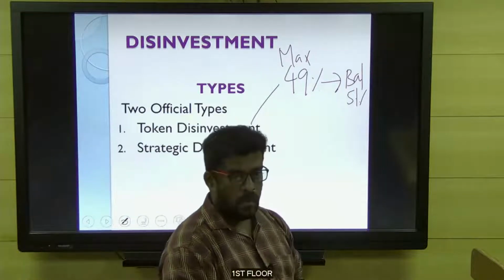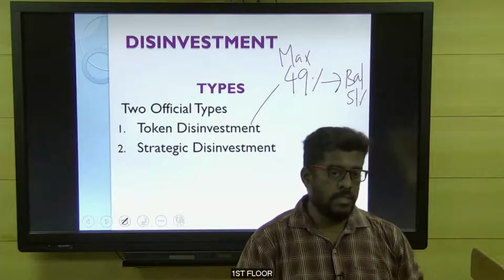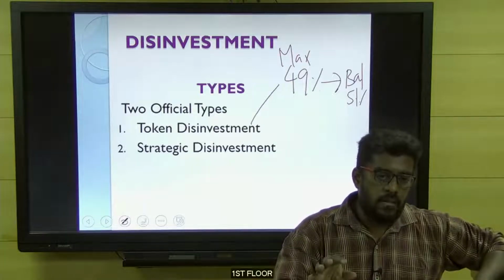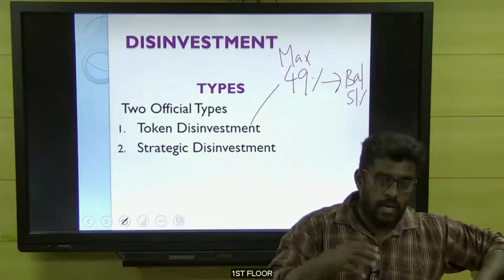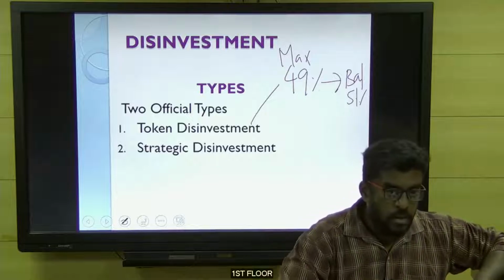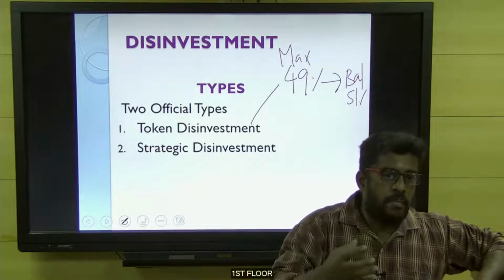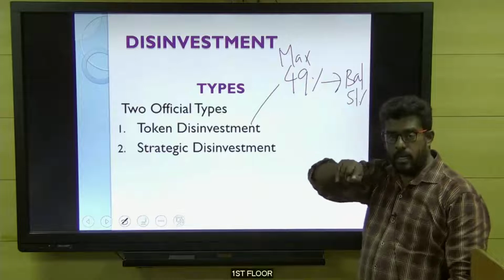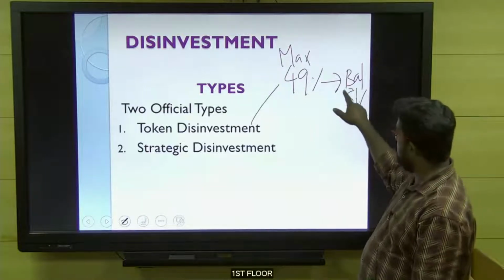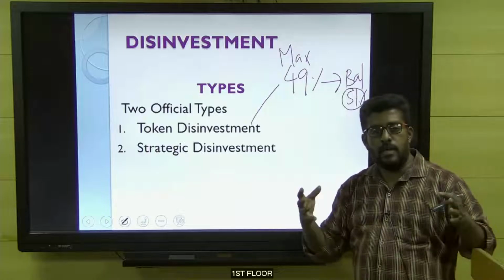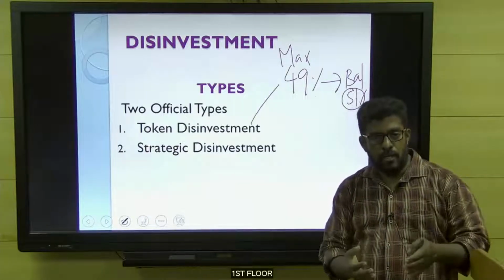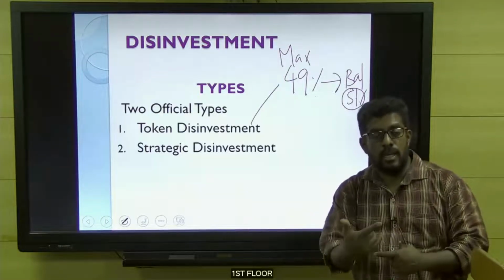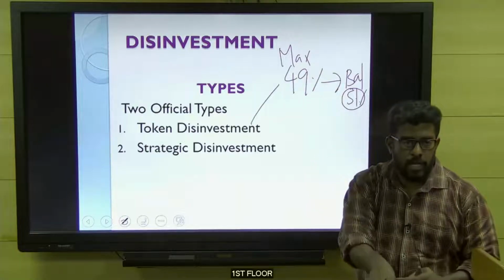Now comes the next doubt: why is the government doing like this? Because the government thinks some areas are very crucial and important to the economy. So I need money and I am disinvesting, but I won't dilute my entire stake. The government retains the majority stake, so even after disinvestment, the company will be called a government owned company.